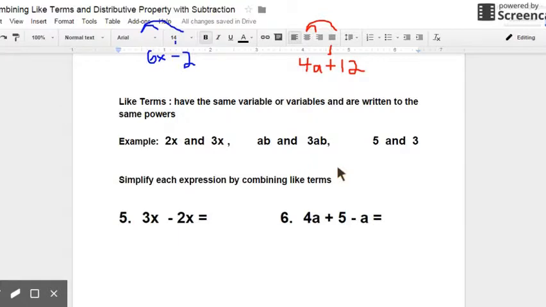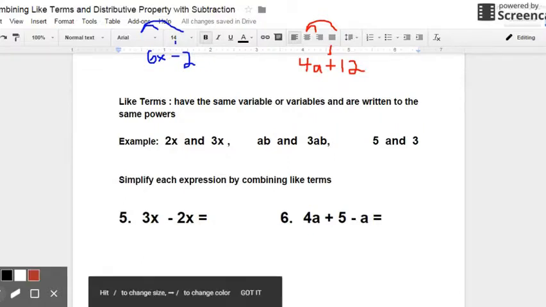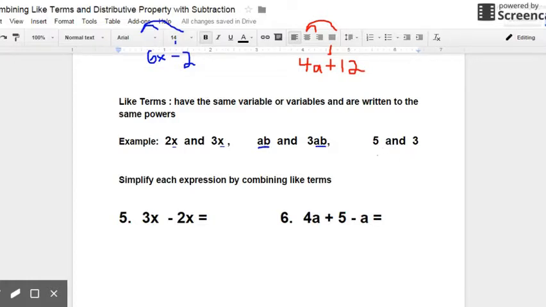The other thing we went over was combining like terms. Remember, like terms have the same variable or variables written to the same power. These are like terms because of the x here. These are like terms because they both share a and b. And the 5 and the 3 are like terms because they both don't have any variables at all. They're called constants. These are things we can combine together.